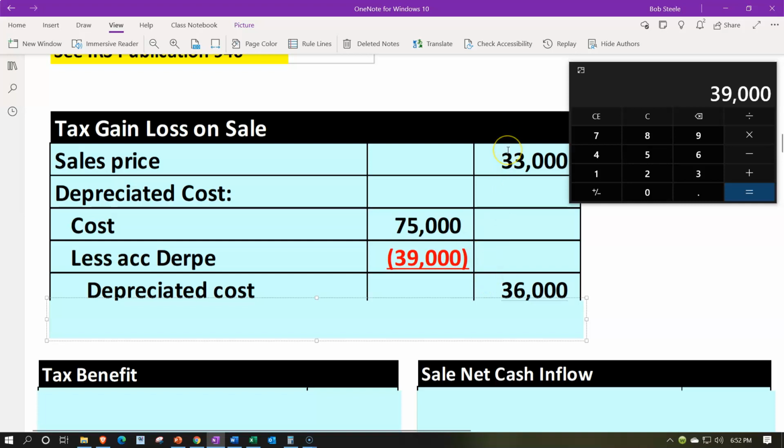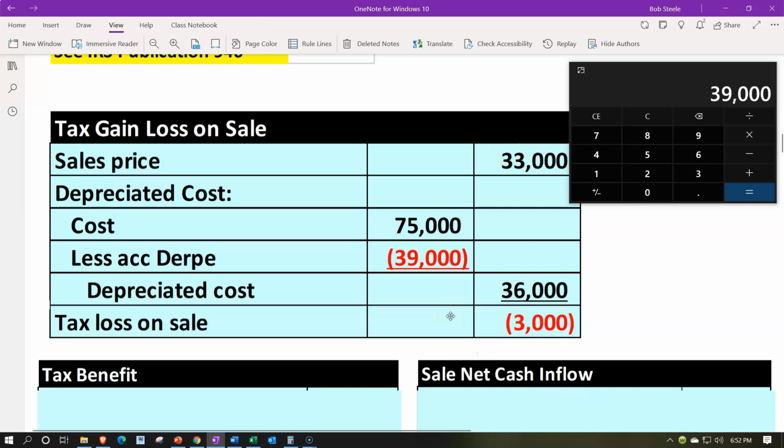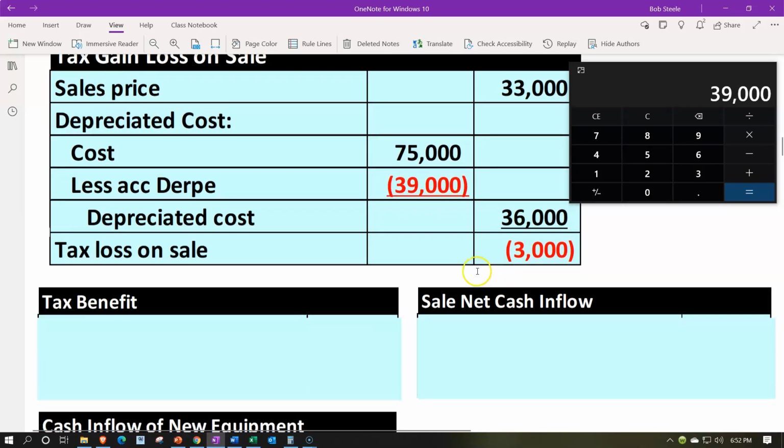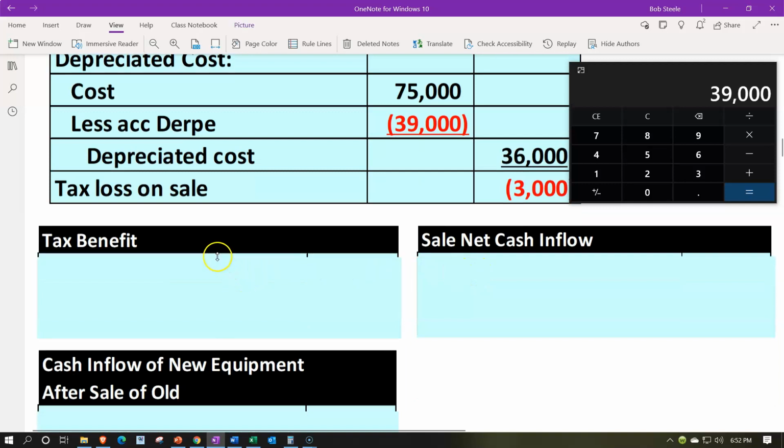So the $33,000 is less than the $36,000. So we have a tax loss on this. So a loss is actually kind of good for taxes. That's going to result in us having a tax benefit. Remember, taxes are completely backwards. So if we have a loss, then we're going to say, okay, that means that we get a tax benefit from this because we might be able to take this loss against income. So we got the $3,000 loss.